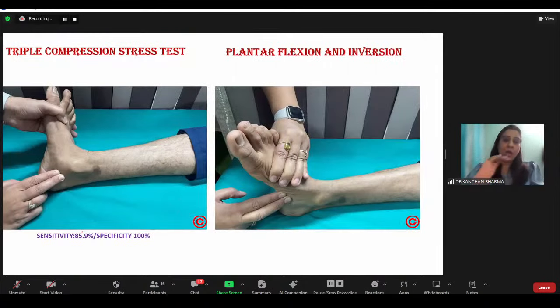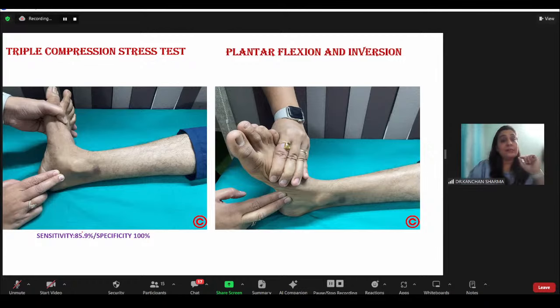Now, we have learned that they pass through the tunnels, and if we compress the tunnels, of course, you are going to have the symptoms which the patient is facing. So what you need to go for is the triple compression test, which is dorsiflexion, eversion, and then you apply pressure just beneath the medial malleolus. This will compress not only your proximal tarsal tunnel, but also the medial and the lateral plantar tarsal tunnel as well. Then you look for the reproduction of the symptoms.